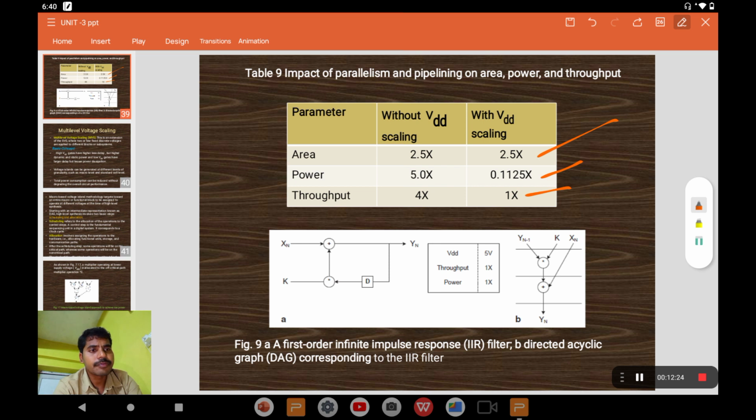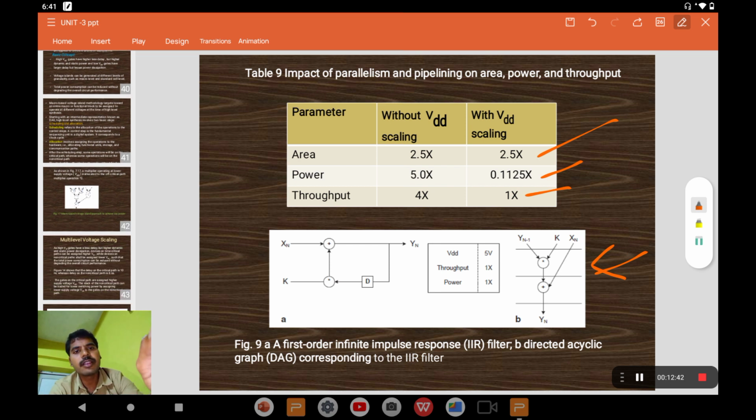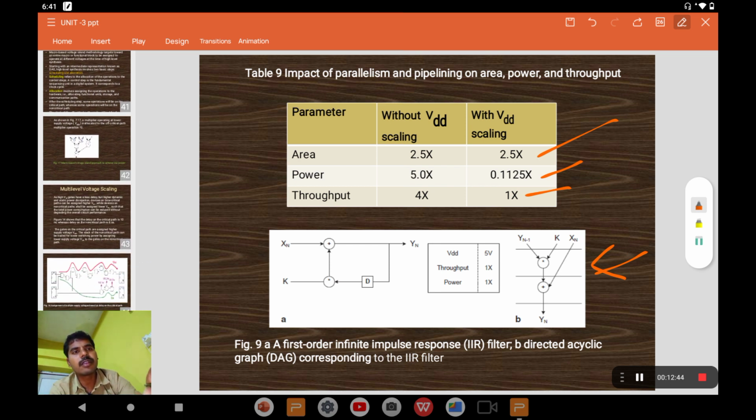That is nothing but an IIR filter of order 1, where VDD is equal to 5 volts, throughput is 1, and power is also 1x. This is a directed acyclic graph, the representation for the corresponding one. So this is the overall pipelining and parallel processing, and how they are used for low power applications. This is the basic idea behind this.